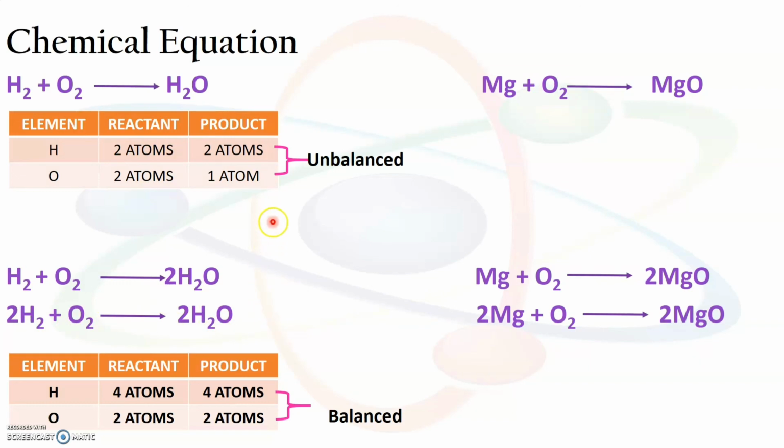So now we have balanced a chemical equation which was initially unbalanced by adding the number of atoms of the elements on the reactant side and on the product side. We got the equation balanced.